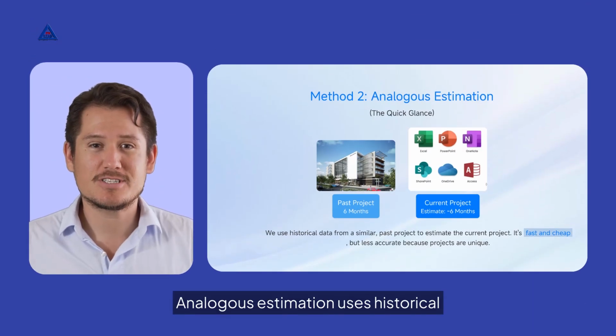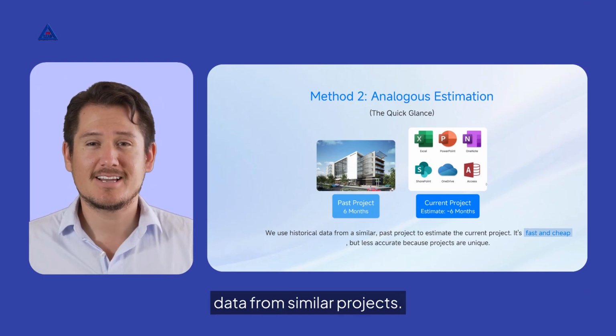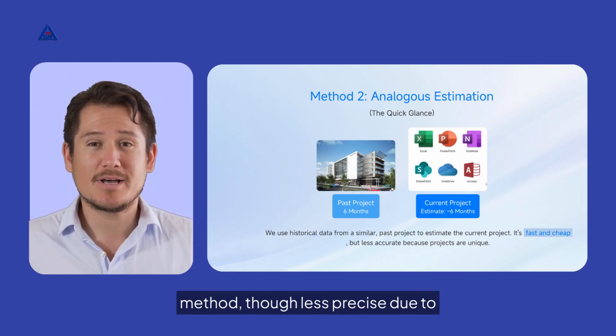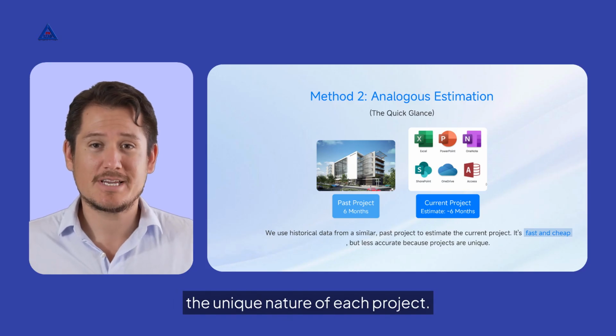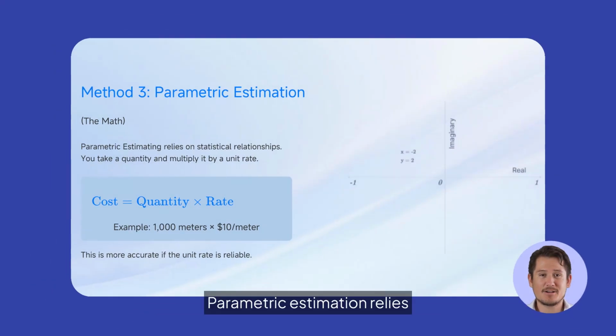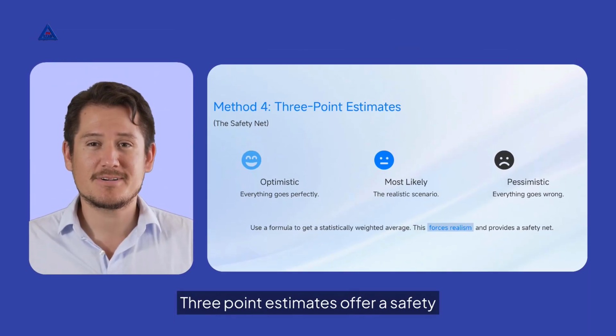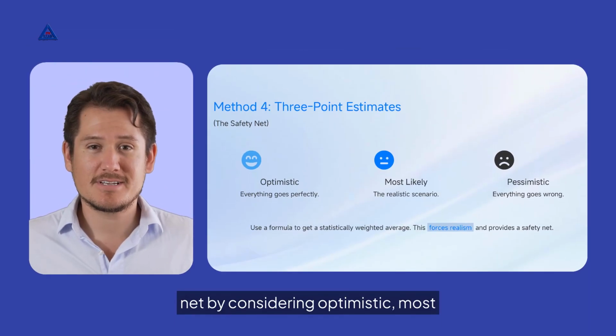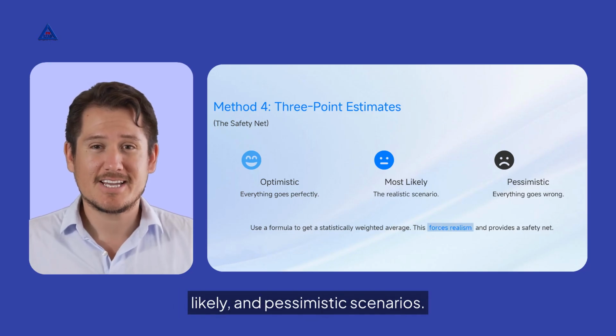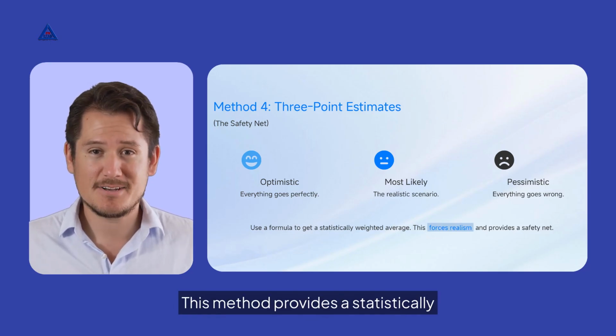Analogous estimation uses historical data from similar projects. It's a quick and cost-effective method, though less precise due to the unique nature of each project. Parametric estimation relies on statistical relationships. By multiplying quantities by unit rates, we achieve more accurate estimates, provided the unit rate is reliable. 3-point estimates offer a safety net by considering optimistic, most likely, and pessimistic scenarios. This method provides a statistically weighted average, promoting realism.